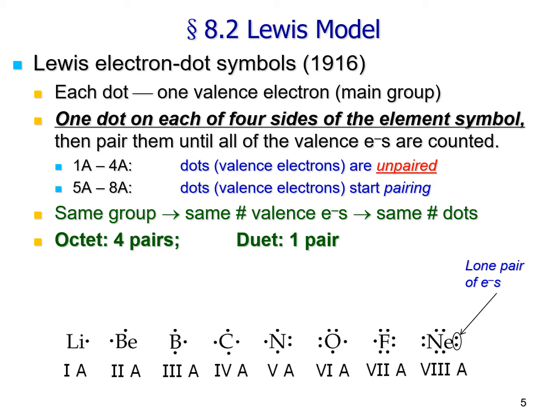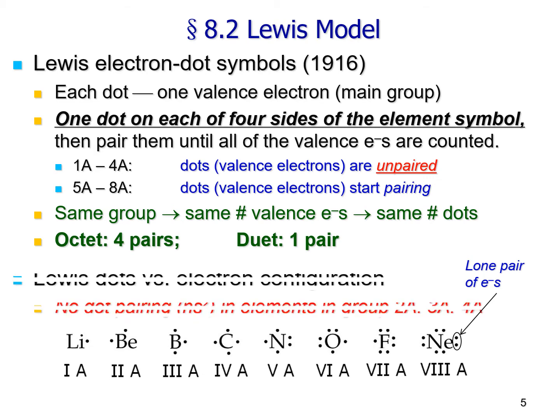Hydrogen duet. We understand hydrogen requires only 2 electrons to have its principal shell completely filled. Hydrogen is going to be happy about this situation. Once we have a pair of electrons that's owned by this particular atom, we call it a lone pair of electrons. For example, this neon has 4 pairs of electrons. Each pair is going to be called a lone pair.